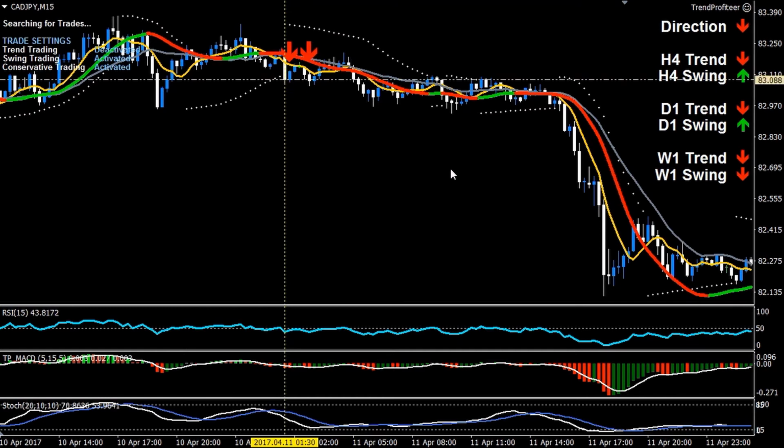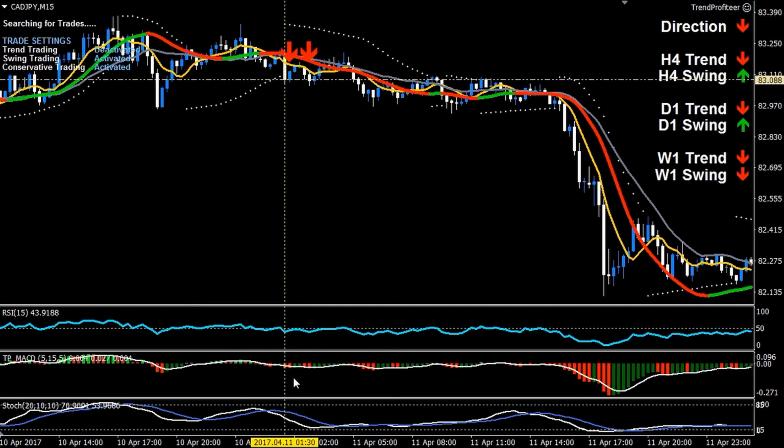So to have a conservative swing within a trend sell, we need to start off with an overall trend direction of down. To do that, we need to have at least 4 out of the 6 high time frames indicators pointing down. In this case, we do. The trend follower must be red. The yellow moving average must be below the gray moving average. The price must be below the yellow moving average. The RSI must be below the 50 line.